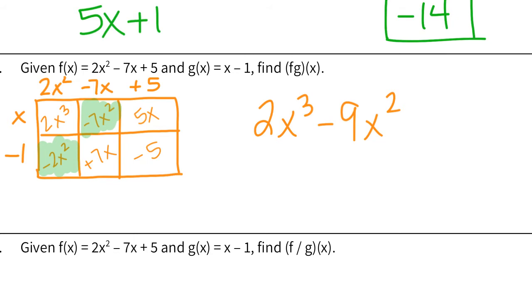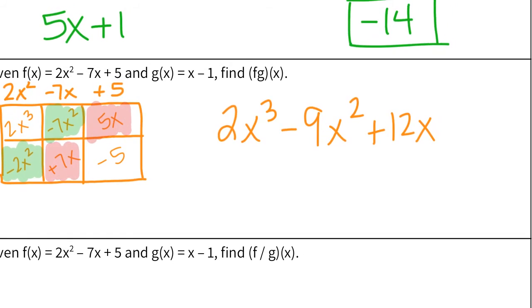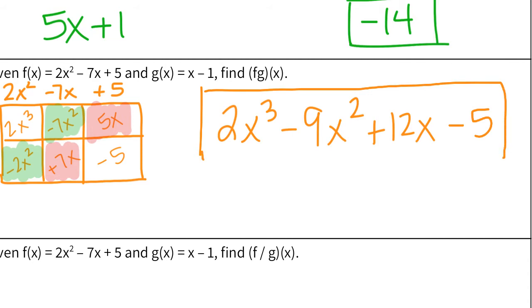Okay, next I have plus 7x and plus 5x. Again, I'm putting those together, and that gives me plus 12x. And then last, that minus 5 is the only constant, so it's going to stay minus 5. Okay, and that's my answer for f times g of x.